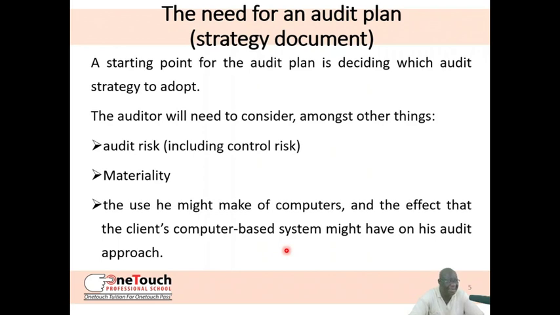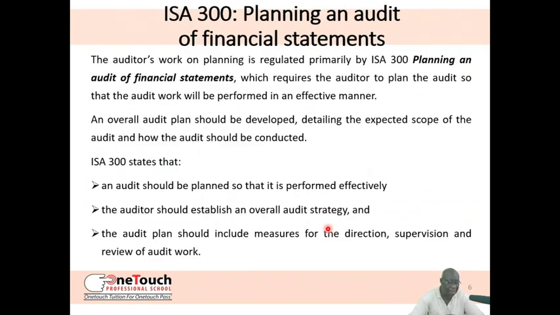A starting point for the audit plan is deciding which audit strategy to adopt. Last time, we discussed the four audit strategies that we adopt in auditing. And they say that we have risk. The auditor will need to consider, among other things, audit risk, as we discussed already. There are so many audit risks that you must consider. Then we also have materiality. When they say materiality, that is what you consider to be material. Then the use he might make of computers. In planning, you must consider whether you're going to use computers and the effect that the client's computer-based system might have on his audit approach. So those things need to be considered in planning.